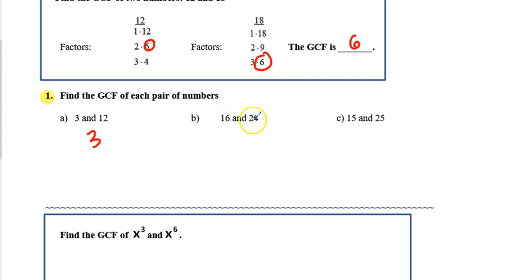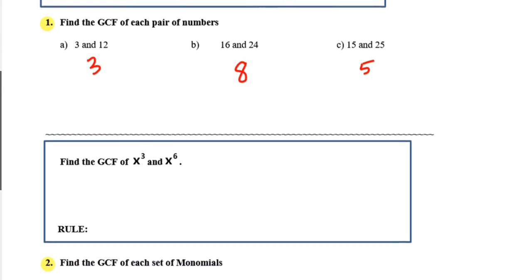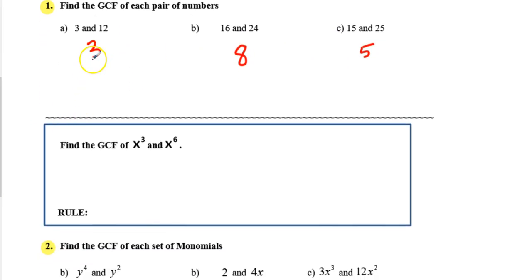Okay, so for 16 and 24, the largest common factor is 8. For 15 and 25, the greatest common factor is 5. Now let's talk about what to do with variables, because if you can combine your knowledge of numbers, greatest common factor, and variables, greatest common factor, you can put it all together and be a greatest common factor machine.